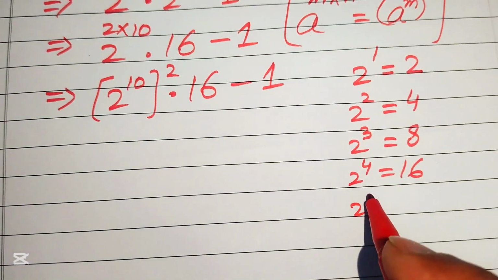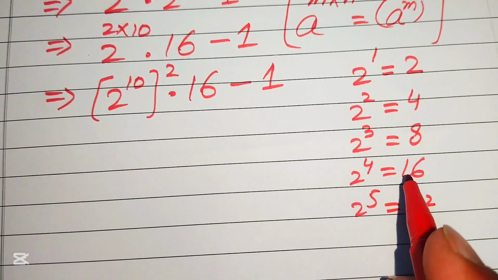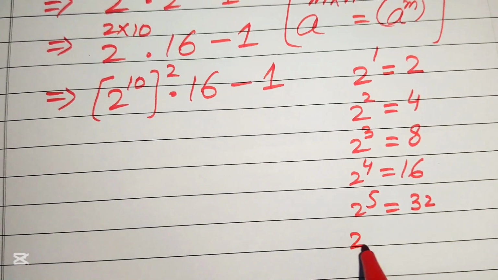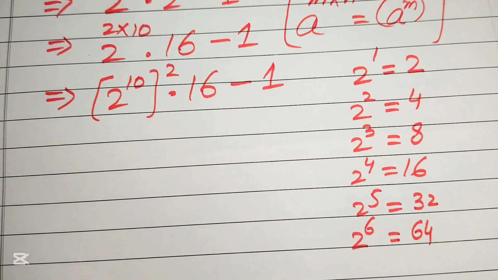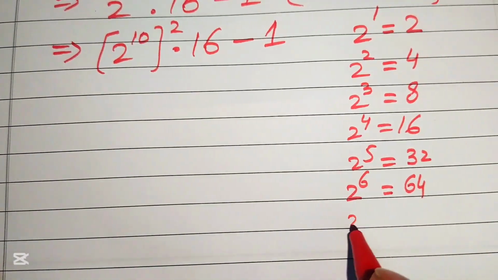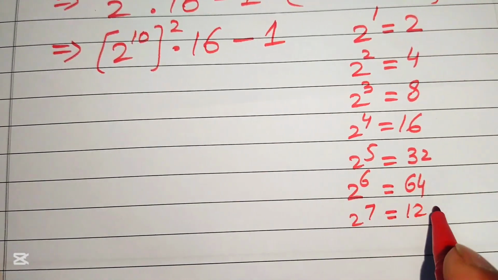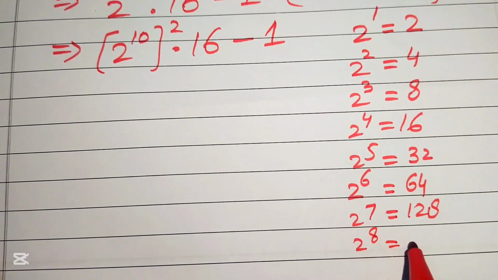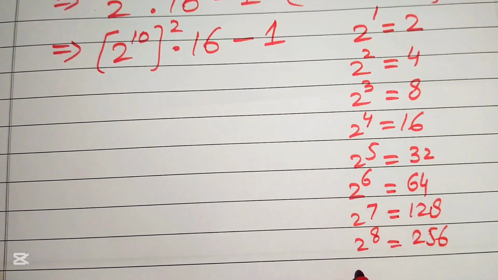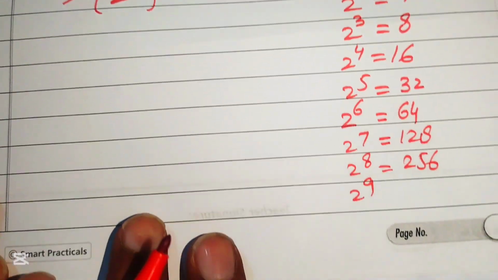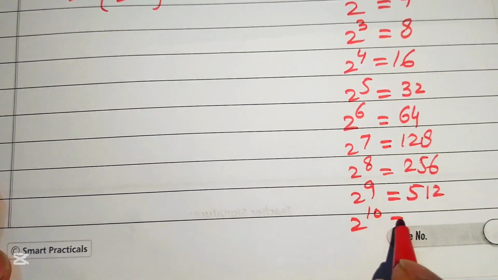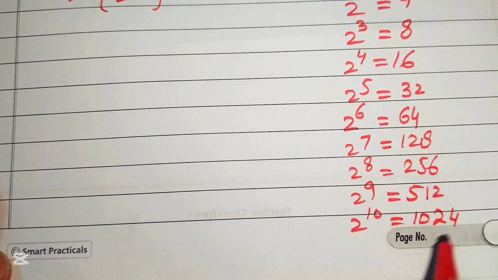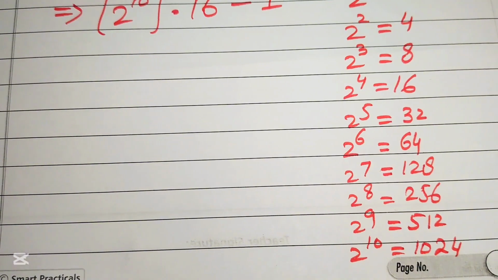So in order to find the value of 2 to the power of 5, it will become 32, because 16 times 2 is 32. And similarly 2 to the power of 6, you multiply 32 by 2, it becomes 64. Similarly 2 to the power of 7 equals 128. 2 to the power of 8 equals 256. 2 to the power of 9 equals 512, and 2 to the power of 10 equals 1024. Okay, so in this way you easily find the value of 2 to the power of 10.